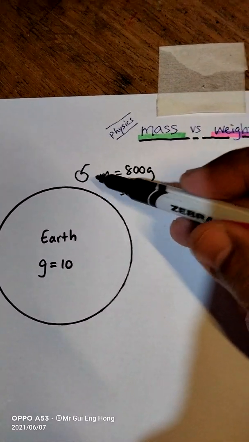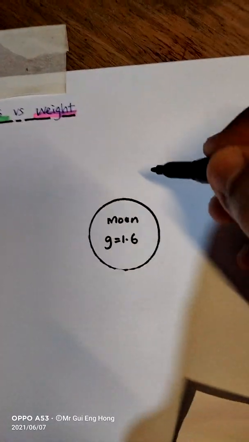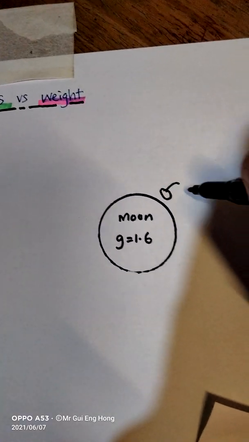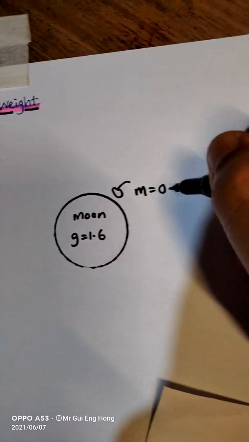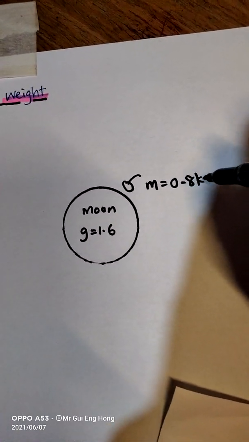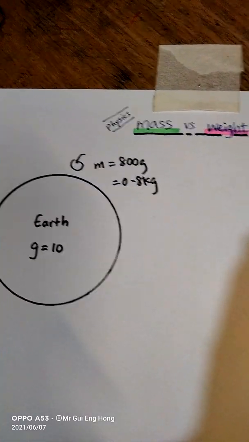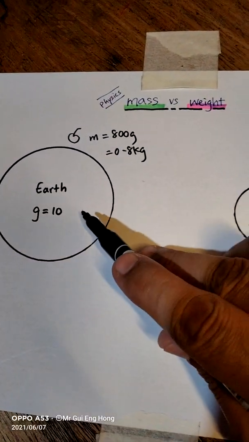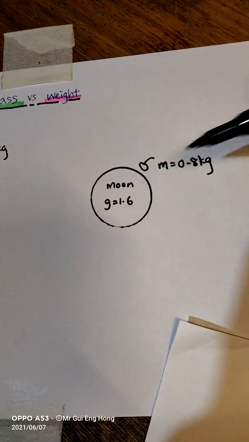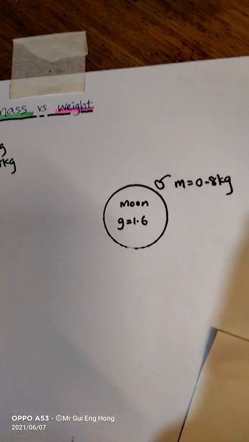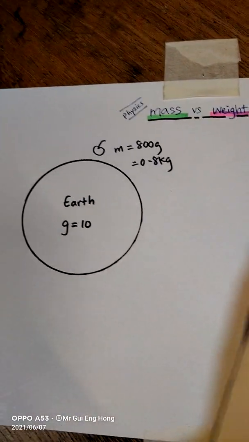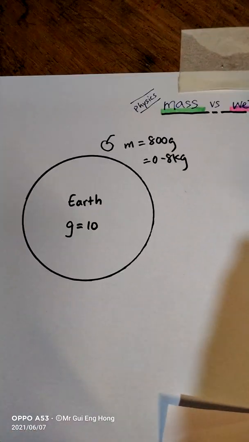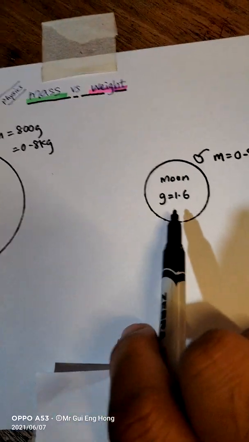Now if the same apple is brought to the moon, on the surface of the moon, this same apple will have the same mass of 0.8 kilogram. Now the mass of an object does not depend on its location, whether it's on earth or on moon. The mass of the object will remain the same. However, the weight of the apple will change if it is moved from the earth to the moon.